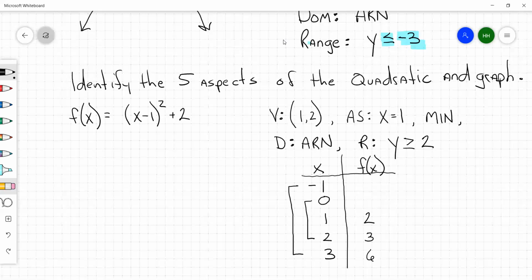Since the left side is a reflection of the right side, if we go the same distance from the vertex to the left and an input is 0, we're going to get a 3. And now if we go 2 units to the left of the vertex and we input a -1, we're going to get a 6.